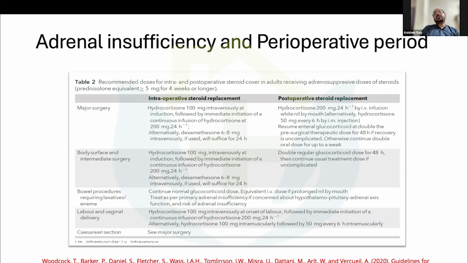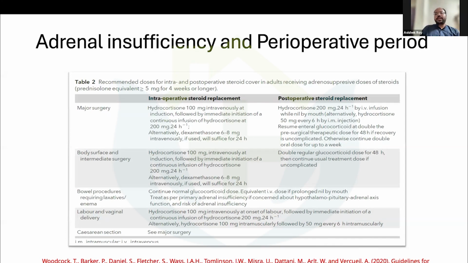But if they're undergoing major to intermediate surgery, give a low dose prophylactic cover, just like 25 to 50 mg BD to TDS, that's around 75 to 100 mg per day of hydrocortisone over 40 to 72 hours. So you start during the preoperative period, throughout the OT you have to give, and afterwards, generally post-operative day 1 or 2, you can taper it off.